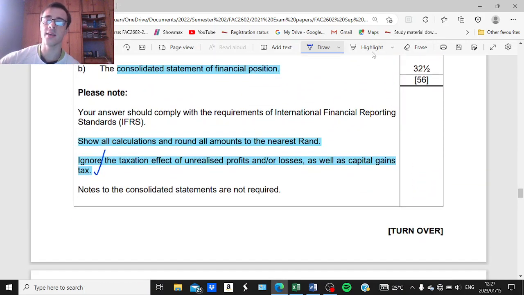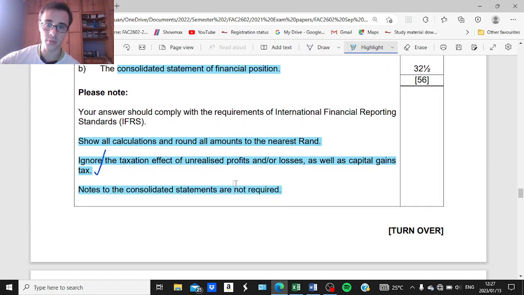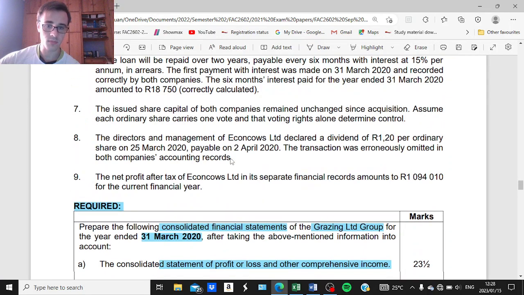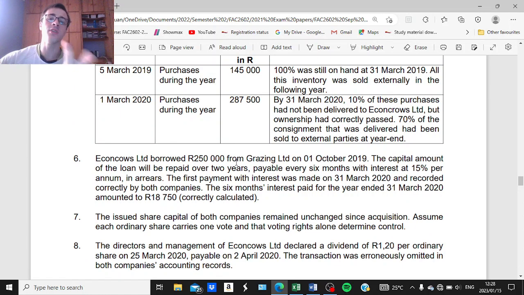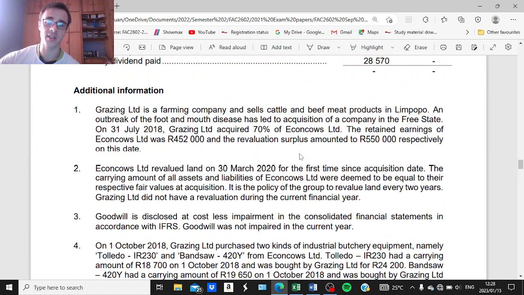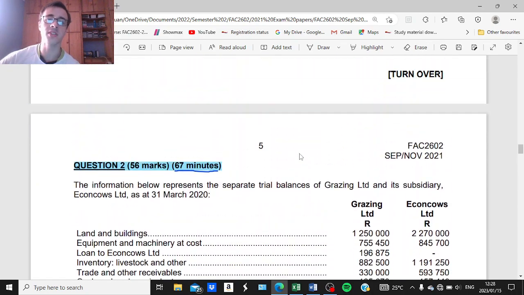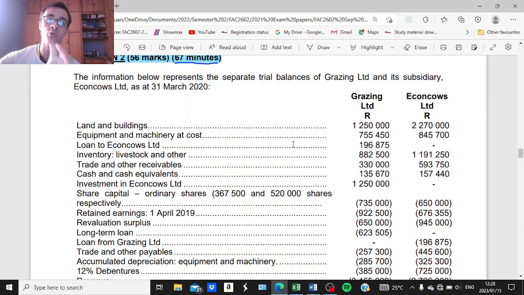We do not need to provide notes to the consolidated financial statements, that being the financial statements of the group itself. It's not like FAC2601 where you need to provide certain notes to a single company's financial statements. For this question, we only need to draft the required financial statements for the group. We do not have to provide additional notes. However, you need to keep in mind that notes do form part of a company's financial statements as well as a group's financial statements.